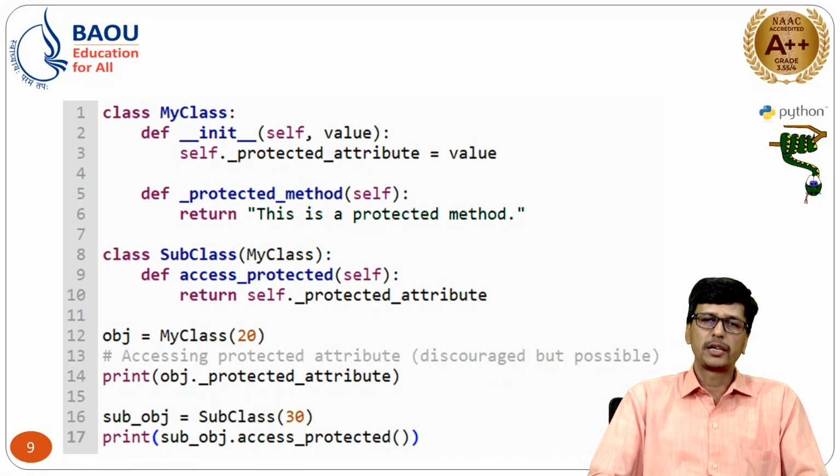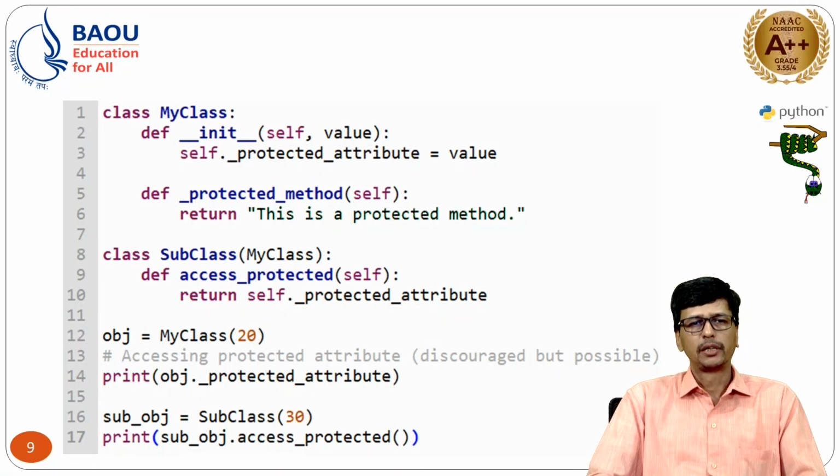Now as you are already aware, a public attribute can be accessed from any class, outside the program, but a protected attribute can be accessed from that class or from the subclass. So we have created one subclass and we are trying to access that particular attribute from the subclass. So it is possible here.